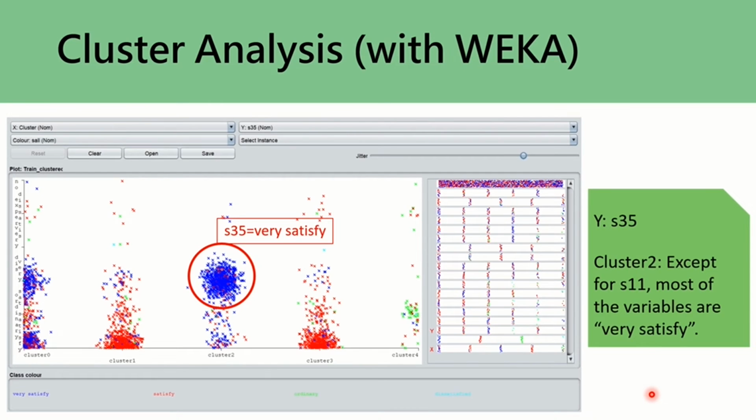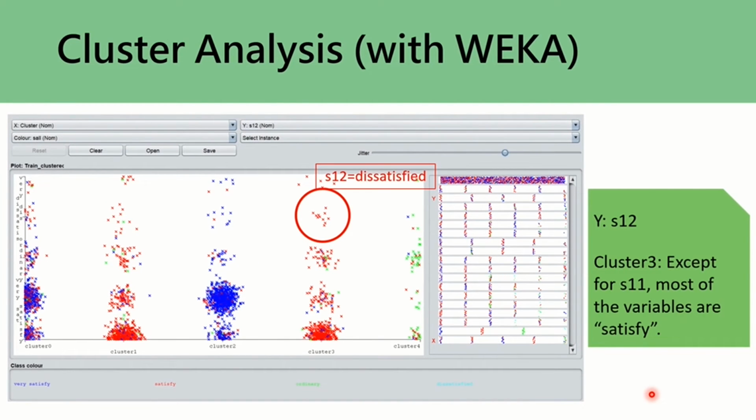I'm going to talk about cluster analysis in Weka. In the cluster 2, except for S11 is no experience, most of the variables are very satisfied, so overall satisfaction in Taiwan will be either satisfied or very satisfied. In the cluster 3, except for S11 is no experience, most of the variables are satisfied. In this red circle, although S12 is dissatisfied, most of the variables are satisfied, so it doesn't affect the result of overall satisfaction in Taiwan.